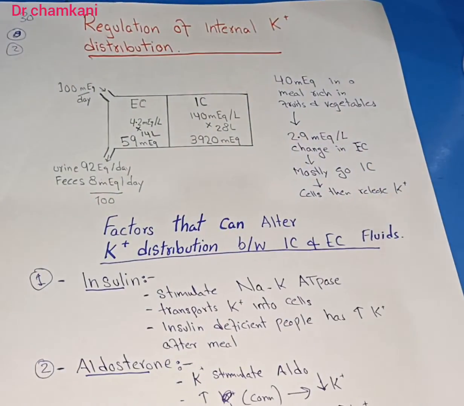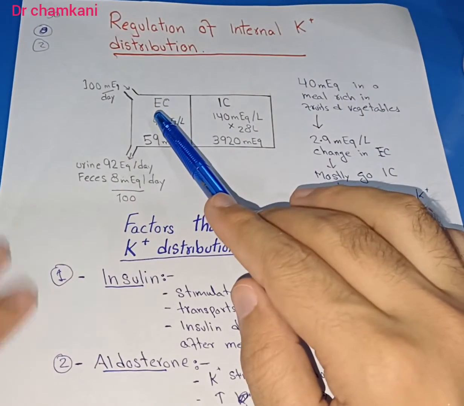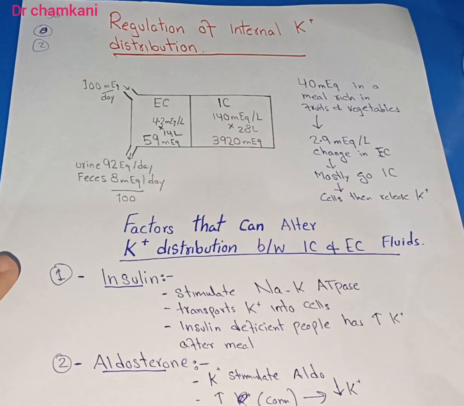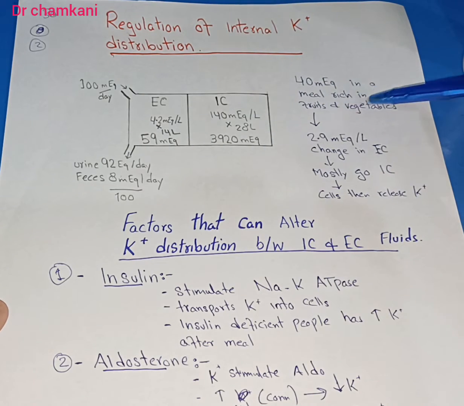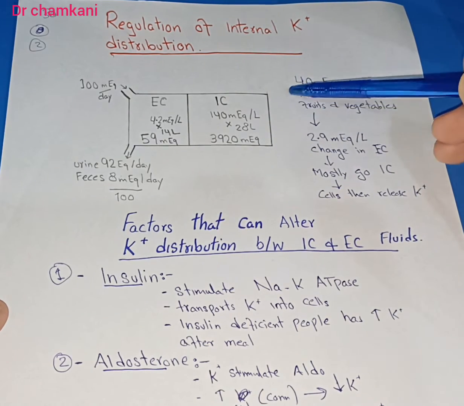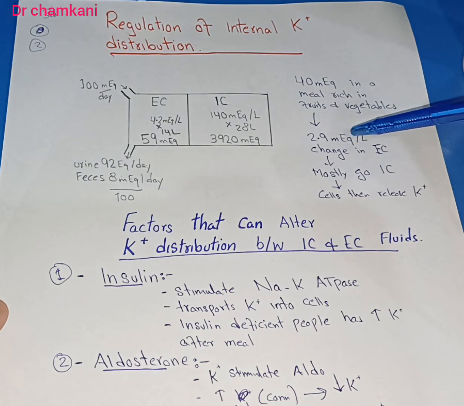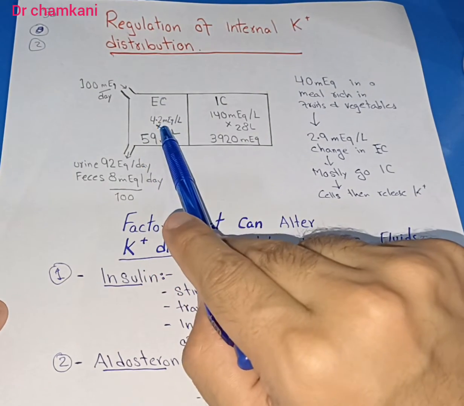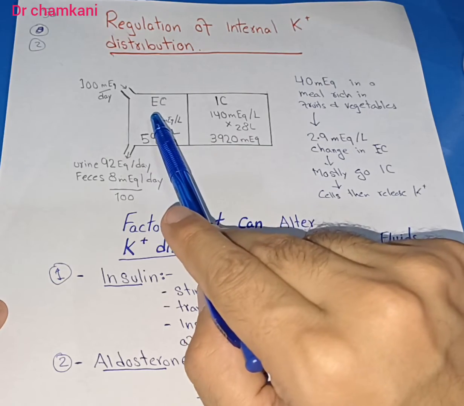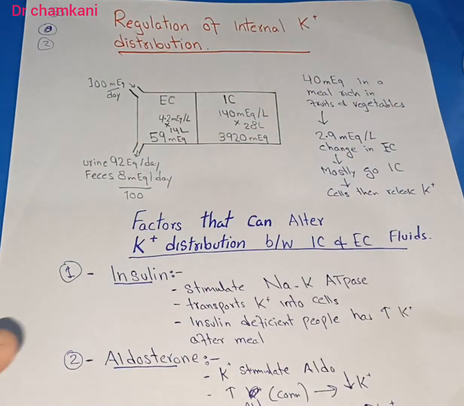But the body, with the help of the kidneys, will try to regulate the potassium level. We discussed in our previous lecture that a slight deviation above and below the normal potassium level can lead to a dangerous complication; even 3 to 4 milliequivalent above the normal level can lead to ventricular fibrillation or cardiac arrest. Normally, when we take a meal rich in fruits and vegetables, it gives us around 40 milliequivalent of potassium, and this leads to a change of around 2.9 milliequivalent per liter in the extracellular potassium. A 2.9 milliequivalent change can lead to cardiac arrest and dangerous arrhythmias. So the body has to adjust and redistribute it very quickly.